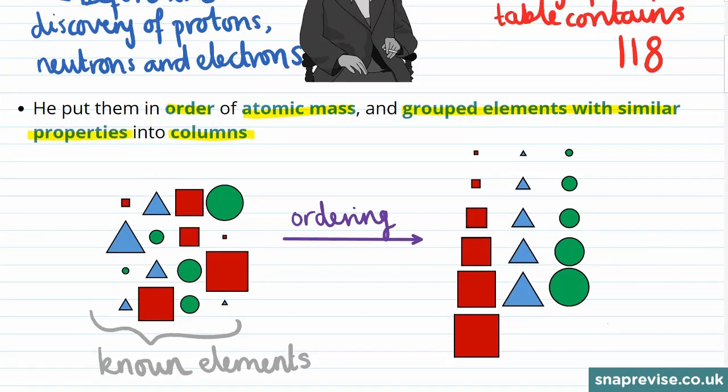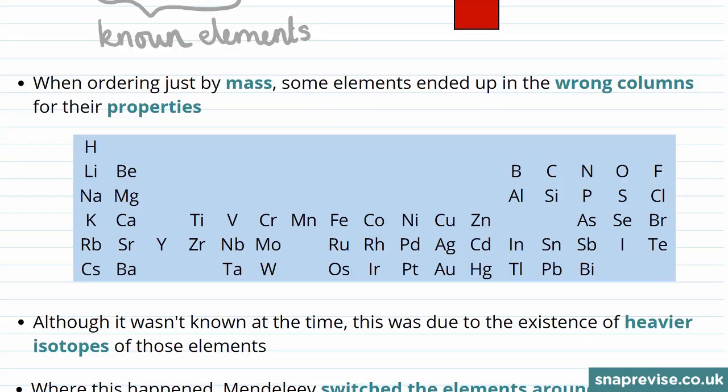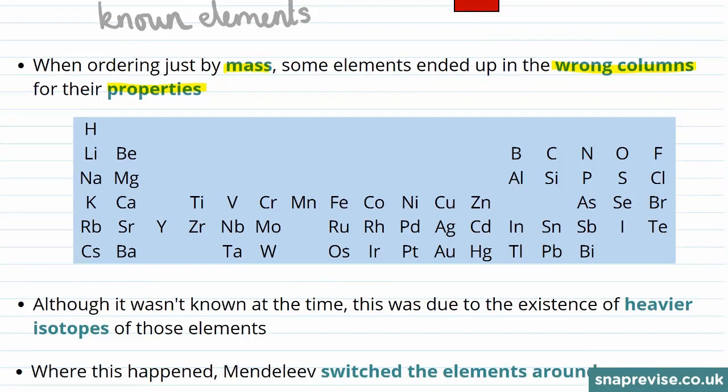This method was generally successful, but when ordering just by mass, some elements ended up in the wrong columns for their properties. For example, in this diagram, you can see the representation of the first periodic table, showing the 57 elements that were known about in 1869.